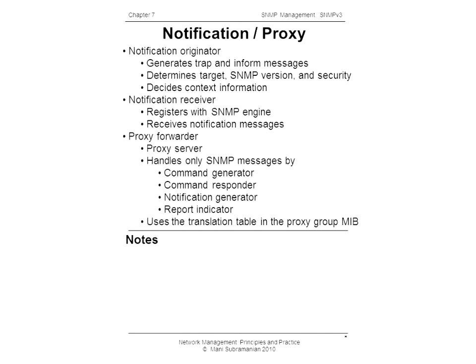Now here we have notification originator. This is the application which generates either a trap or an inform message. So its function is somewhat similar to the command responder, except that it needs to find out where to send the message and what SNMP version and security parameters to use. Further, the notification generator must determine the context engine ID and the context name of the context that has the information to be sent.